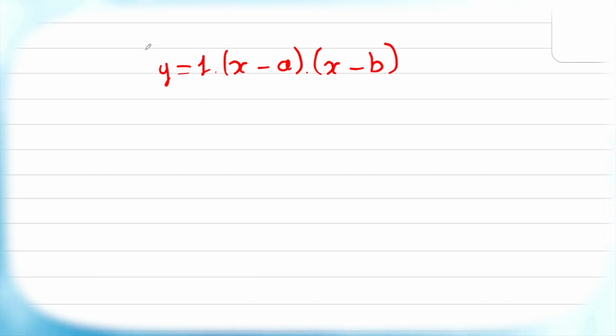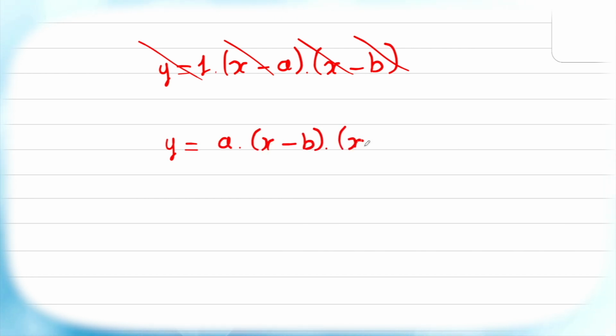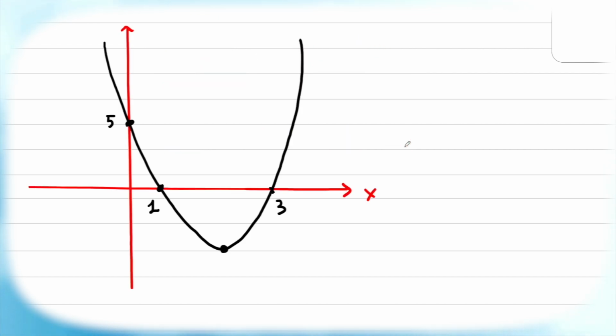So maybe you should not use it in this form. The form you should use is A multiplied by (x minus B) and then (x minus C). Like this. Example: you have the graph in this one. For this graph, you have two x-intercepts. The first x-intercept is x equal to 1 and the second one is x equal to 3.